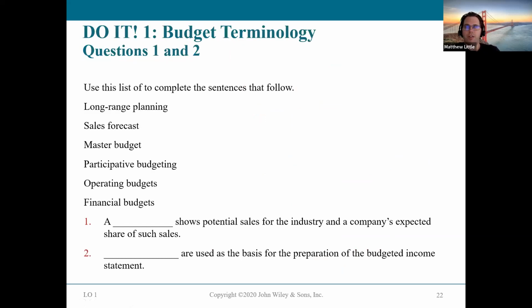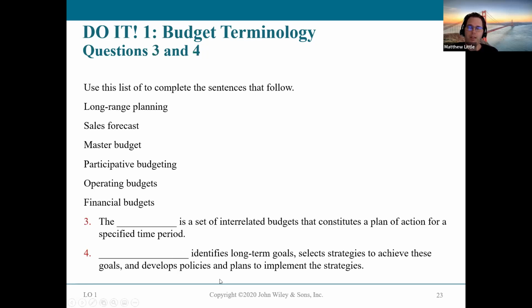So a little question here. Use this list to complete the sentences that follow. So we've got 6, I believe, here. The first one says, which from the list is a blank shows potential sales for the industry and a company's expected share of such sales? We're all talking about sales, so it's a sales forecast. Next one says a blank are used as the basis for the preparation of the budgeted income statement. So the operating budgets are used as the basis for preparation of the budget income statement. So the operating budget.